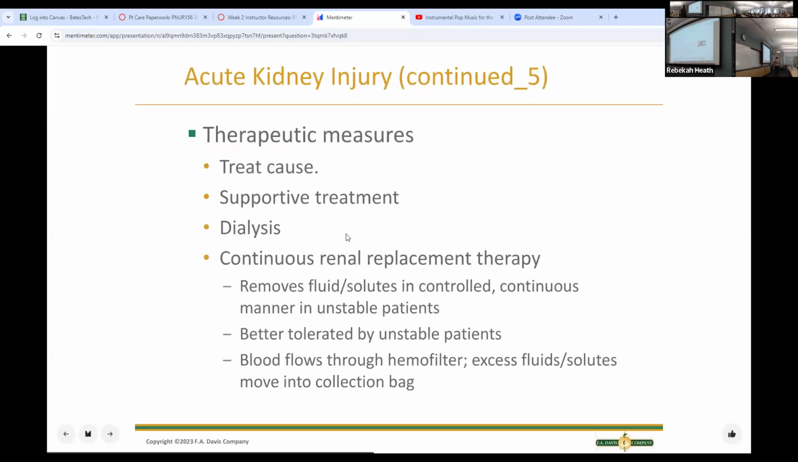Therapeutic measures: we want to treat the cause. If the cause was a medication, we probably want to stop the medication, right? They might need dialysis or continuous renal replacement therapy. That's something kind of similar to dialysis. It's done in intensive care as a stopgap to try to keep them off of dialysis.